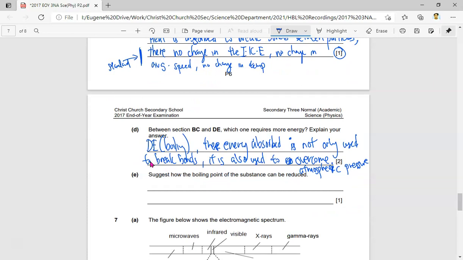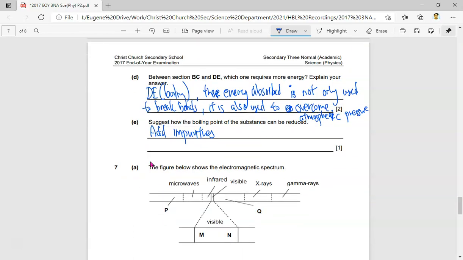Okay, next, part E. Suggest how the boiling point of a substance can be reduced. So this is actually to add impurities. When you add impurities, you are causing the boiling point to vary and to change. So that's for part E.